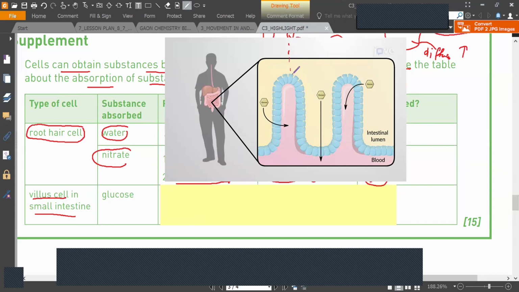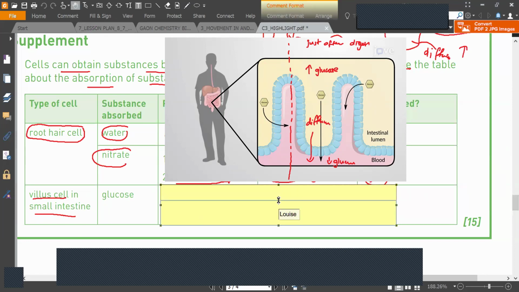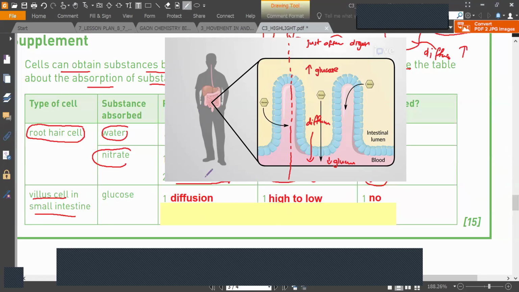First, just after digestion, we will have lots of glucose in the intestine, but low glucose in the blood. In this situation, it will just happen by diffusion, automatically, by itself. Diffusion is from high concentration to low concentration, and no energy is needed.